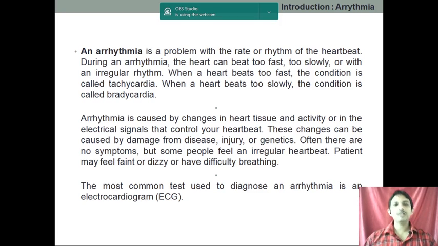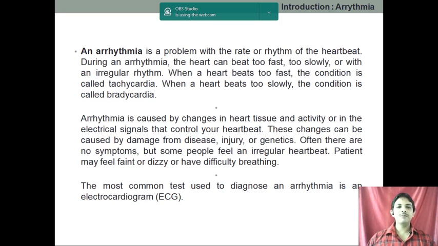So an arrhythmia is a problem with the rate or rhythm of the heartbeat. During arrhythmia, the heart can beat too fast or too slowly, or there may be an irregular rhythm. When the heart beats too fast, that is known as tachycardia, and if the heartbeat is slow, that is known as bradycardia.